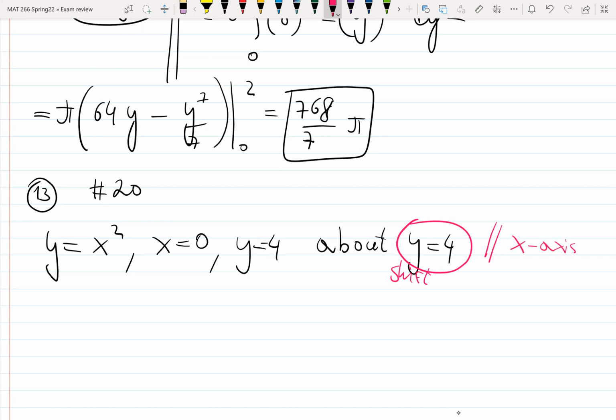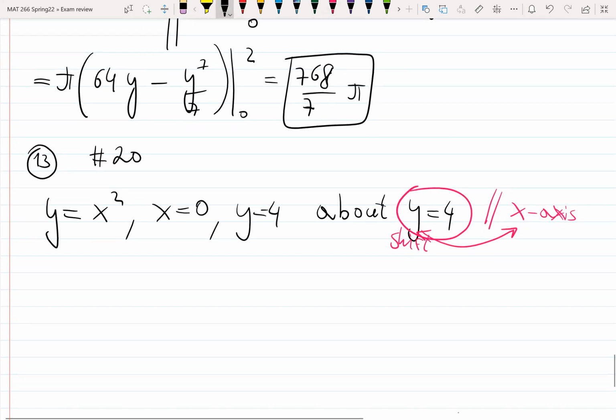So it's parallel to x-axis. And in general, it's just always the opposite, y variable to the x variable, like so. If it's parallel to the x-axis and it is going to be disk or washer, it's going to be dx case, unless it's shell. Shell is the opposite one. Shell will do dy case.